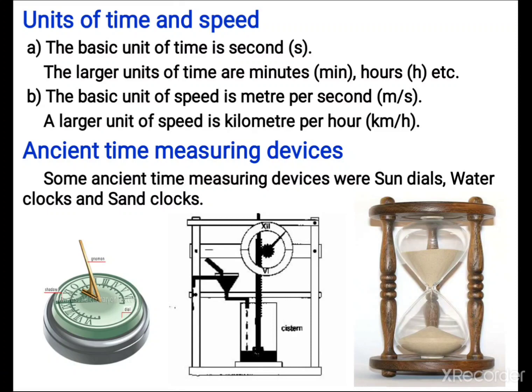Ancient time measuring devices. Some ancient time measuring devices were sundials, water clocks and sand clocks, through which the people used to know about the time.